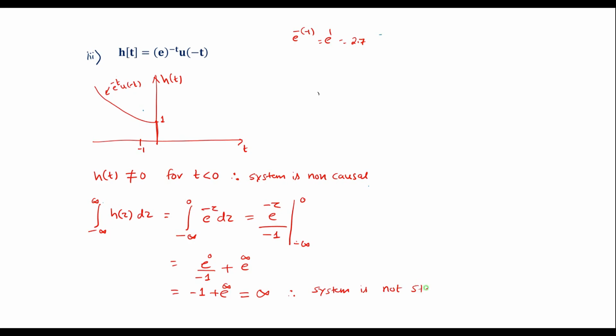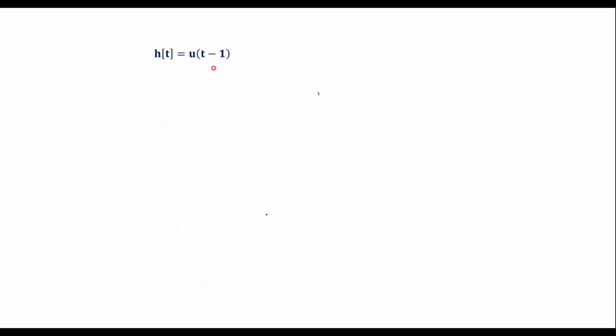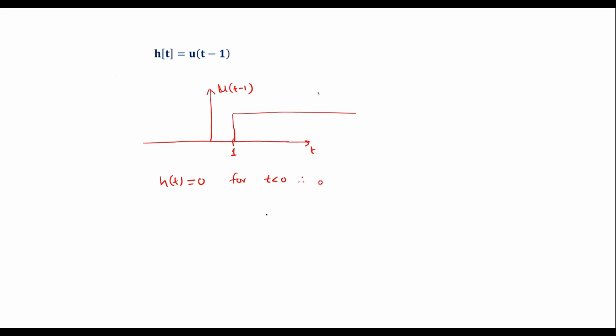Next, h of t is equal to u of t minus 1. Let me draw the signal. So this is u of t minus 1, that is shifted step signal which begins at t equal to 1. So here we can see that h of t is equal to 0 for t less than 0. Therefore, it is causal.